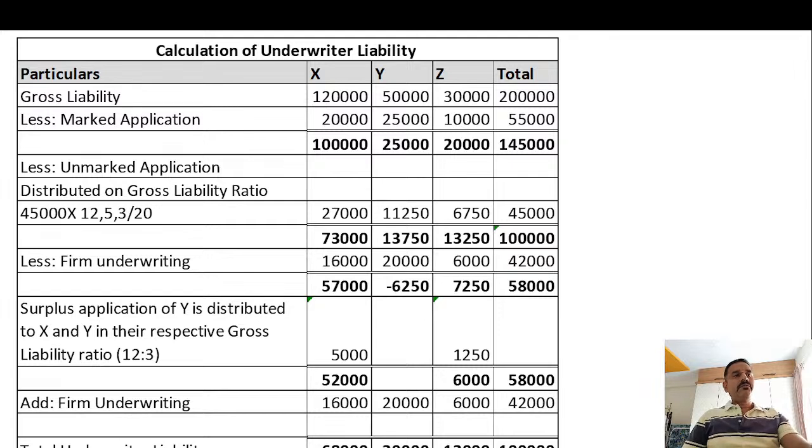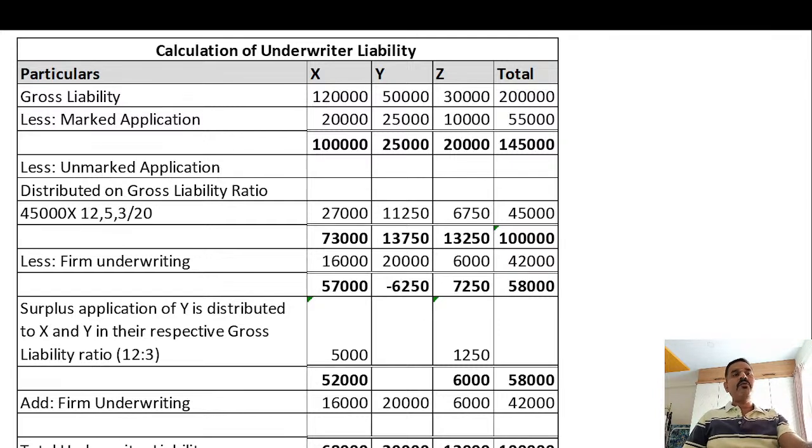Then fourth step, less firm underwriting. So you are going to minus that also. If any surplus is there in any underwriter account, you have to distribute it to the other underwriters who have a liability. In this problem, Y has a surplus of 6250, which you are going to distribute to X and Z in their respective gross liability ratio, that is 12:3. This is the next step.